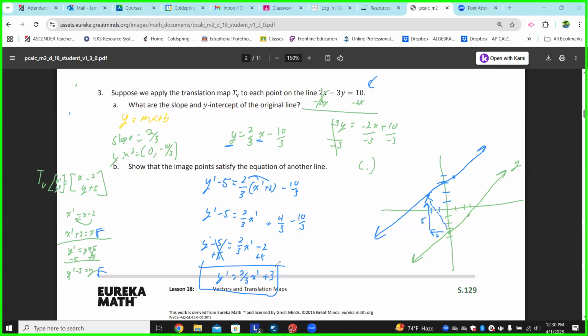Any questions? So we've now just transferred regular vectors. We translated circles. We've translated lines to produce new equations. Any questions?